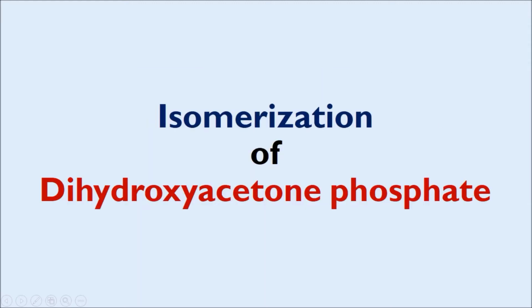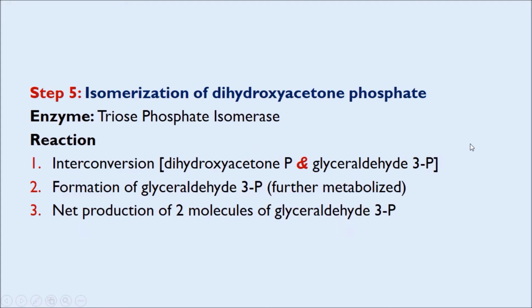The next step is isomerization of dihydroxyacetone phosphate. Isomerization of dihydroxyacetone phosphate is catalyzed by the enzyme triose phosphate isomerase. The split products of fructose 1,6-bisphosphate are dihydroxyacetone phosphate and glyceraldehyde 3-phosphate. So these are interconvertible, that is dihydroxyacetone phosphate can be reversibly converted to glyceraldehyde 3-phosphate.